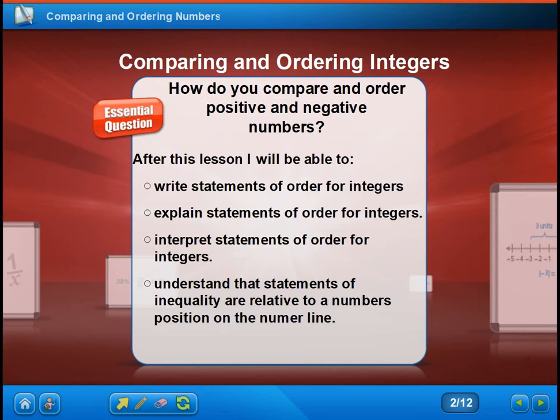Right? So what this really means is we're going to sit down and talk about how numbers are greater than, less than, or equal to each other, and how that relates to the number line. And then you're going to be able to write those statements, or if I give you a statement, you're going to be able to explain it or explain why it works. And then if I give you a statement, you're going to be able to tell me what it means.